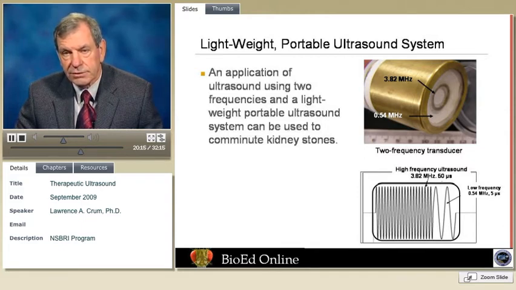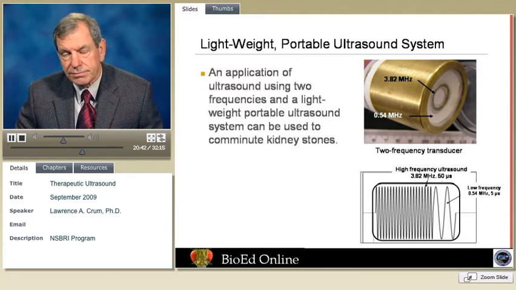Professor Yoi Matsumoto at the University of Tokyo conceived the idea of using two frequencies. One, a high frequency to generate what we call cavitation, and then a low frequency to cause this cavitation to oscillate and collapse, so that one could generate extremely large intensities by the driving of these cavitation bubbles.